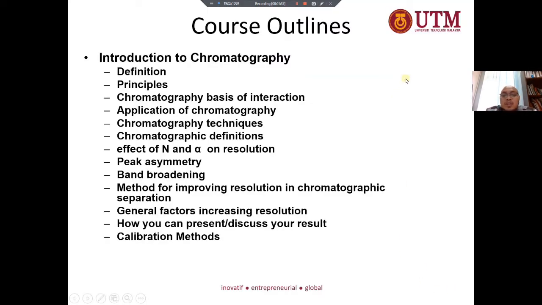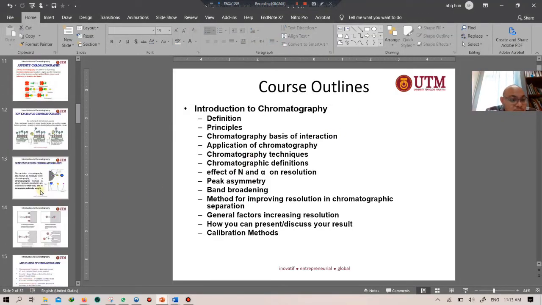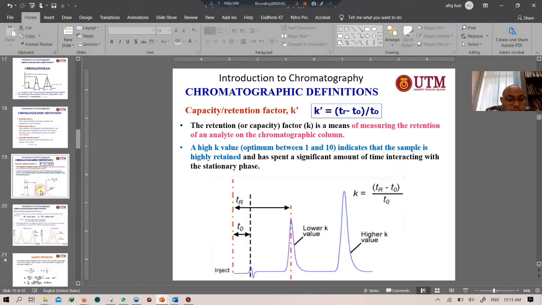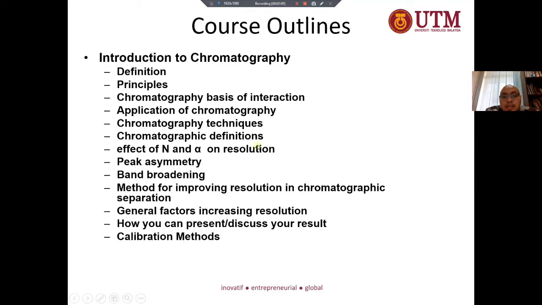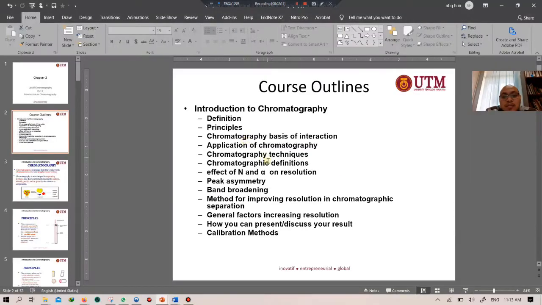After we know the basic principles, we will learn about the interaction of chromatography, and then we will look into a little bit of the application of chromatography, especially in forensic science. And then we will learn about the chromatography techniques available. What are the chromatography definitions? Oh yeah, sorry. The definitions over there mean the specific terms.